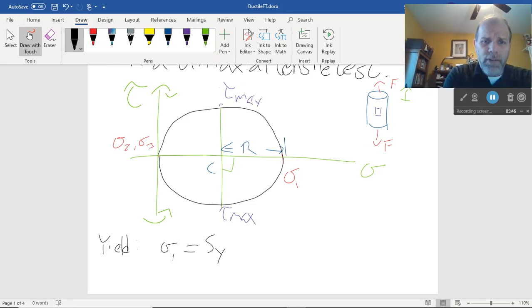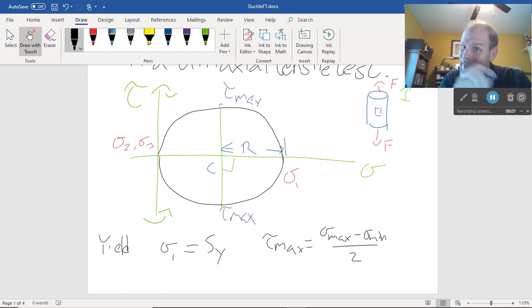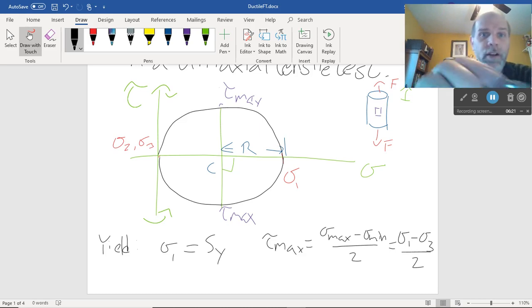Well, my maximum shear stress, and this is always true, the first part of this, is always equal to the biggest principal stress minus the smallest over 2, which in this particular case means I've got sigma 1 minus either of sigma 2 or sigma 3. I'll write sigma 3 just because people usually order them 1 bigger than 2, bigger than 3, right? I'm going to go along with that. Well, sigma 3 is 0 in this case. Sigma 1 is sy. I wrote that down.